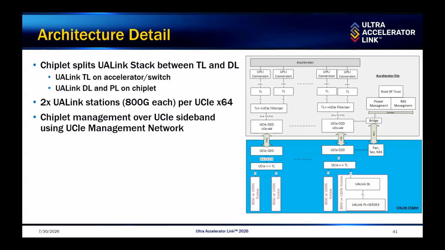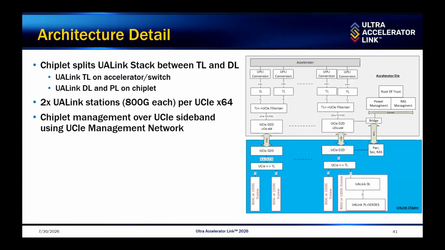So here's a little bit more breakdown of what it looks like. If you remember from Derek's slides, there are the four major components of the stack: the UPLI, the TL, the DL and the PL. What we've done is split the chiplet boundary between the TL and the DL. There's a lot more information in the spec about why we do that, but basically the TL is already really good at compressing UPLI, so we don't want to redo it again.